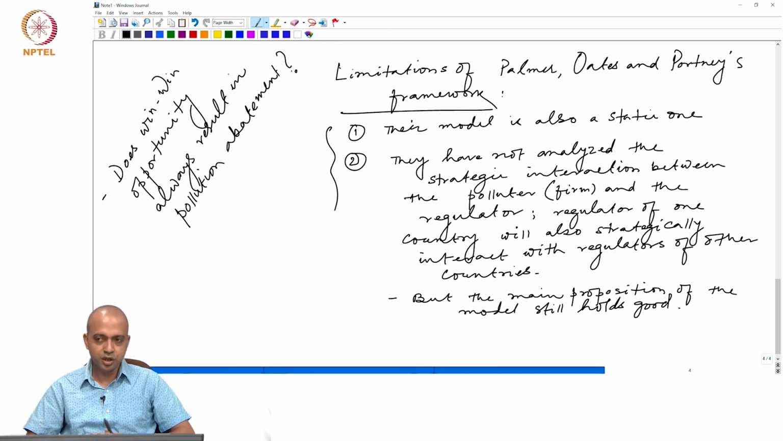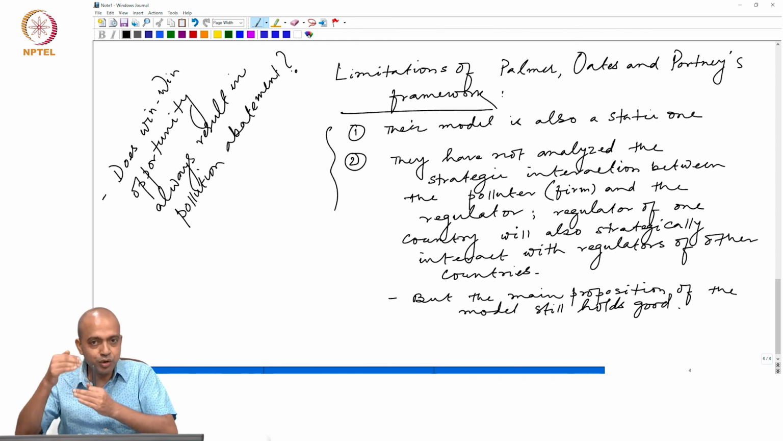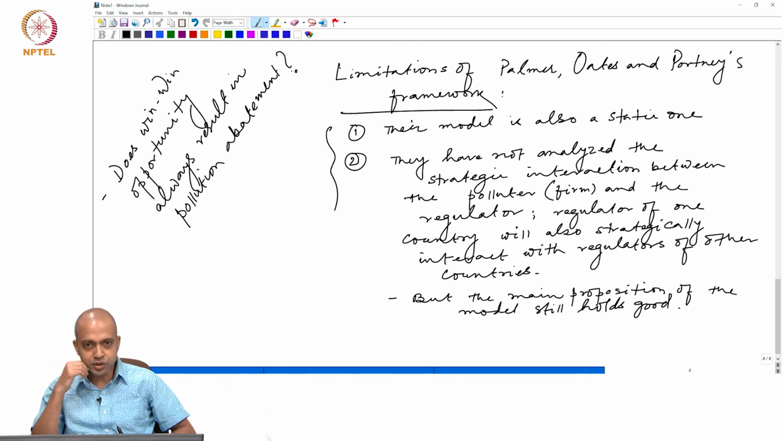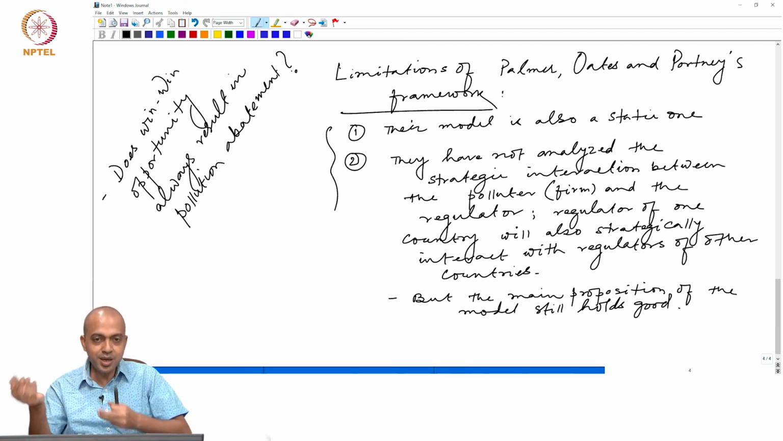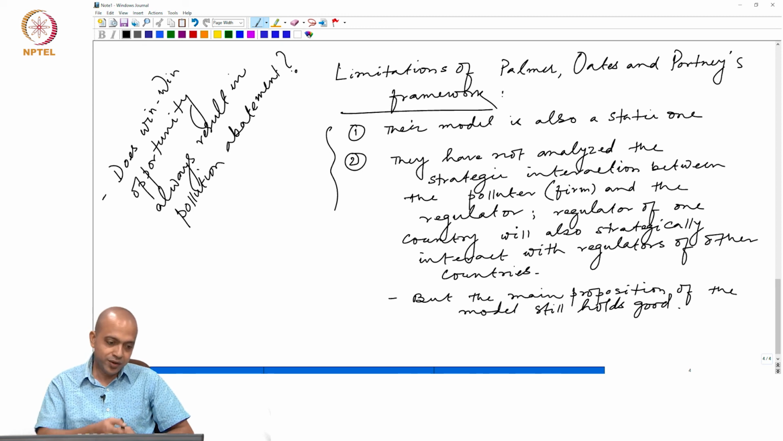Many times what we see is that these polluting firms and these regulating authorities have some illegal negotiation. Pollution control boards send some officers to examine whether the regulation is properly implemented. But what happens in reality is that these polluting firms bribe these officers. That means there is a possibility of illegal negotiation, and because of this illegal negotiation, even if such a win-win opportunity exists, it may not result in pollution abatement.